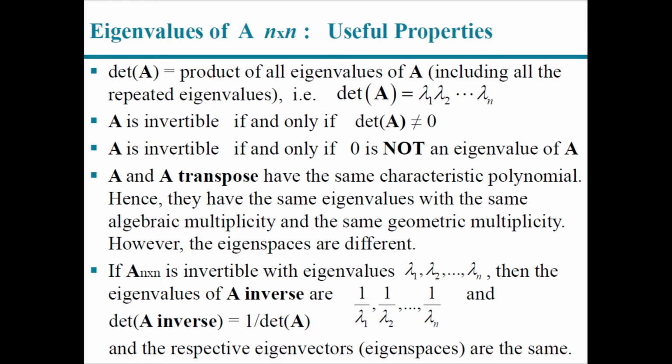Other useful properties, I thought of gathering them all on one slide so you have them in one place. The most important one is the first one, saying that the determinant of your square matrix is the product of all eigenvalues of the matrix. So all of them, all n of them. If you have repeated eigenvalues, if one eigenvalue is repeated 3 times, you just repeat it 3 times there. So all of the eigenvalues, you multiply them, you get determinant of A.